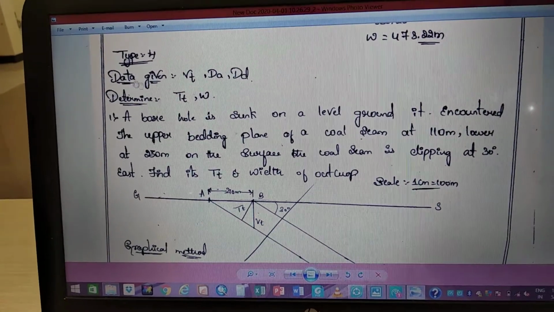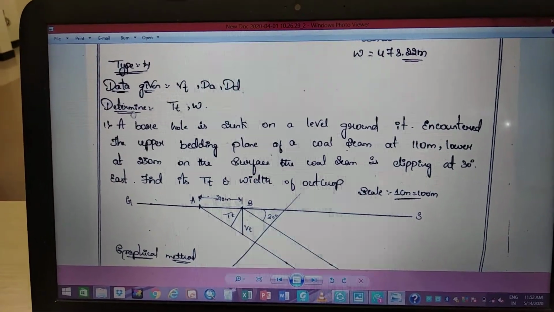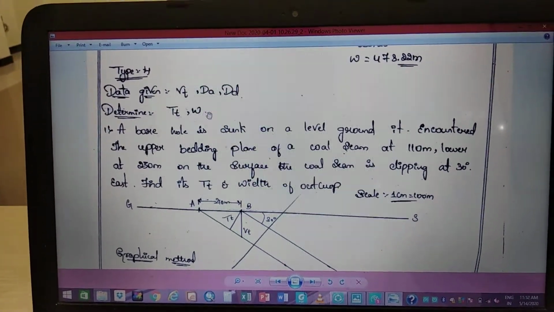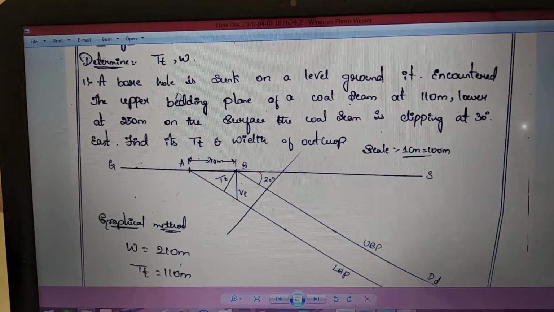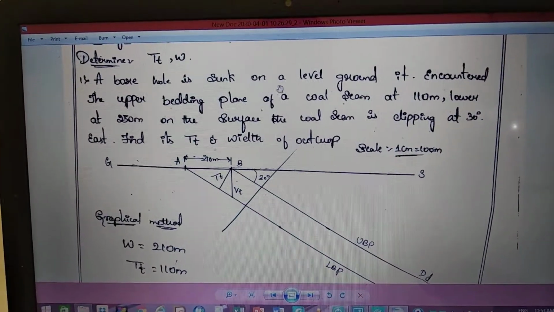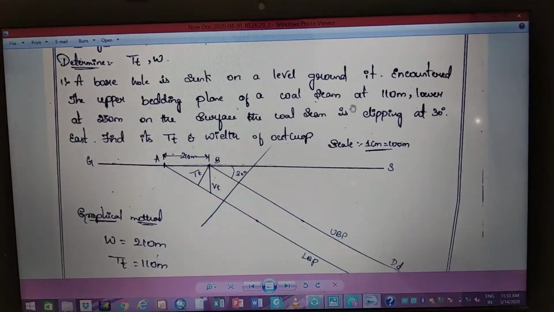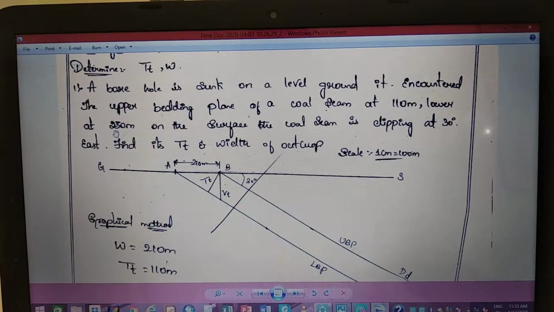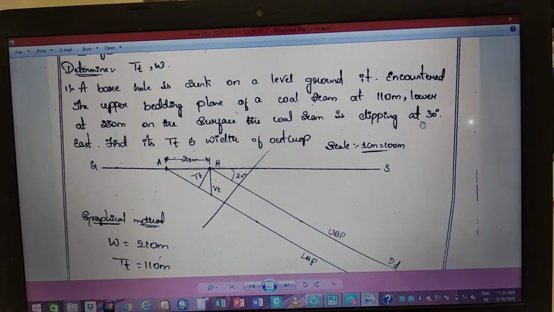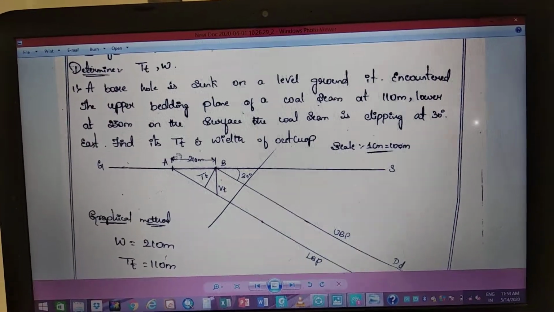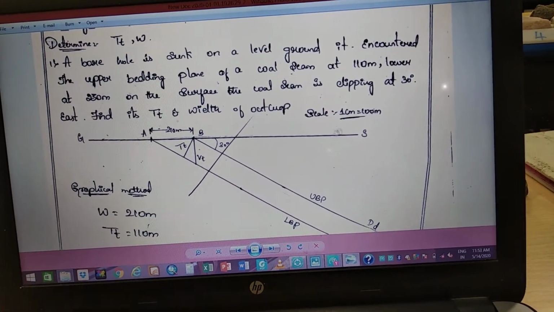In the type 4 problem, we are given the vertical thickness, dip amount and dip direction. We have to calculate the true thickness and the width of the outcrop. A borehole is sunk on level ground and encountered the upper bedding plane of a coal seam at 110 meters and the lower bedding plane at 230 meters. The coal seam is dipping at 30 degrees towards the east. Find its true thickness and the width of the outcrop. Take the scale 1 centimeter equal to 100 meters.